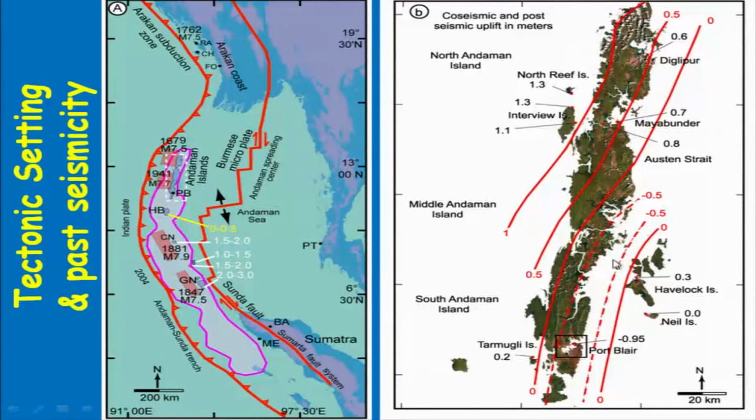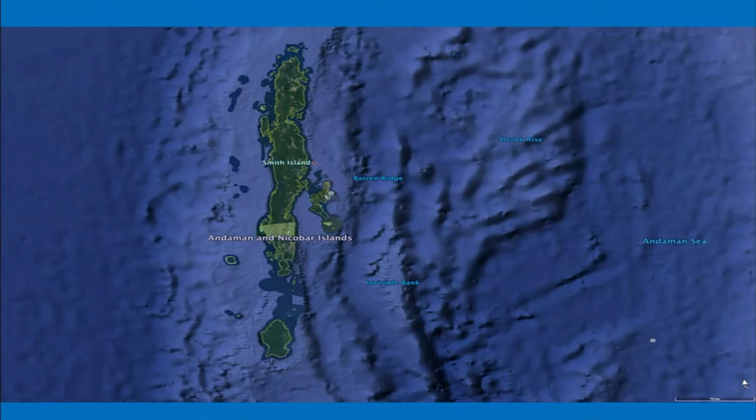So the eastern side subsided, whereas the western side of the Andaman coast uplifted, and the uplift figures are shown here. Uplift was almost 1.3 meters or so, whereas on the eastern side of this zero line it subsided by almost 50 centimeters, and this was because of the 2004 Sumatra-Andaman earthquake.